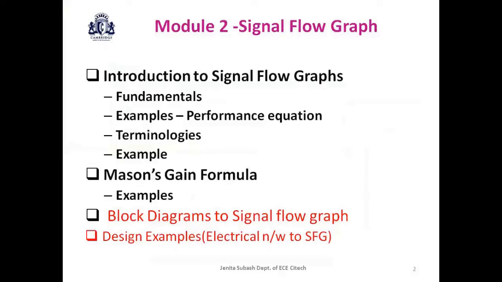In the previous lecture, I explained the steps to be followed for calculating the transfer function using Mason's gain formula, and we solved a few example problems for a given signal flow graph. In this session, I will be explaining the procedure to convert a block diagram into a signal flow graph and the procedure to convert an electrical network to a signal flow graph.